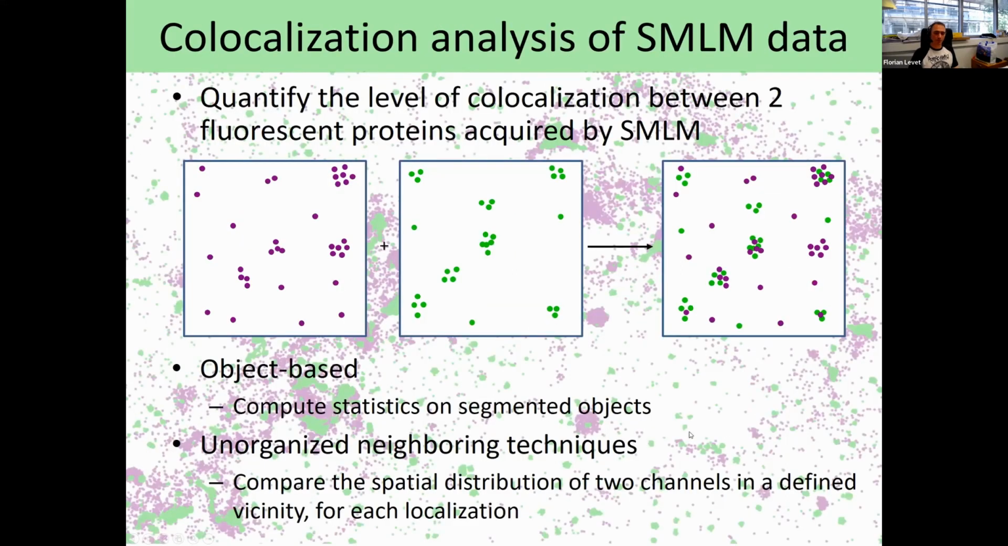So they are really the gold standard in fluorescence microscopy because they are easy to use and easy to understand. But now we have localization, so we don't have this kind of direct link between one point that is in real space and the other point that is also in real space. So they shouldn't be at the exact same position, so you cannot link them directly together. So if you want to do some colocalization analysis, you can do object-based colocalization or use unorganized neighboring techniques like K-Ripley, but bivariate K-Ripley, for instance, or bivariate unorganized neighboring techniques.